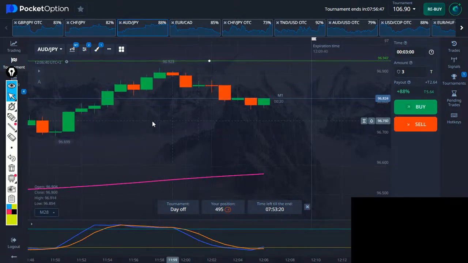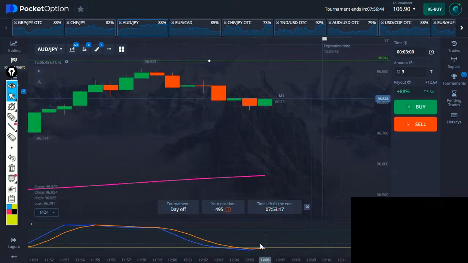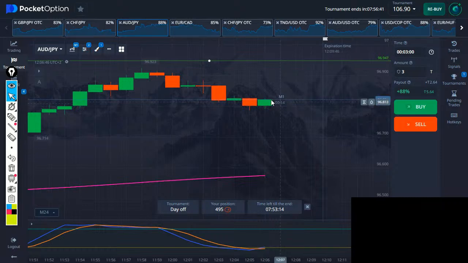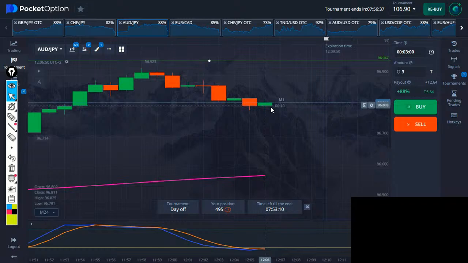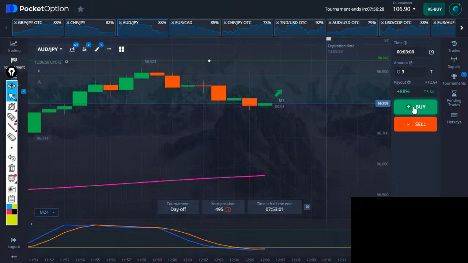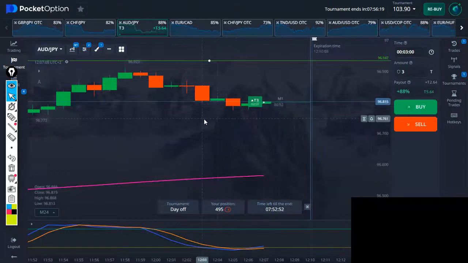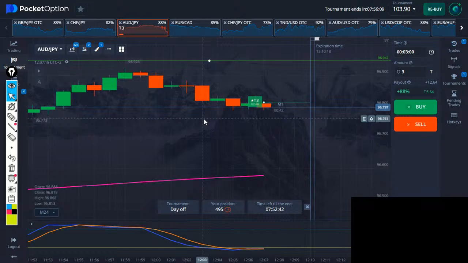Okay, we have a cross over here happening. We have a relatively strong green candle. I'll take the buy if we get a clean crossover to the upside from the stochastics. Okay, I'll take it. After this trade, we'll take a 10 minutes break. I will come back and show you how you can use this strategy for forex trading.